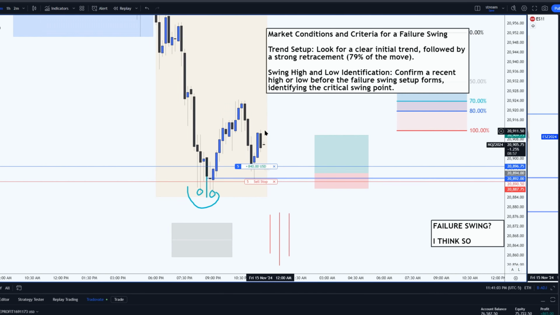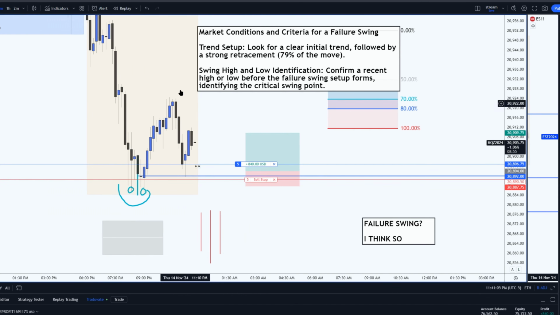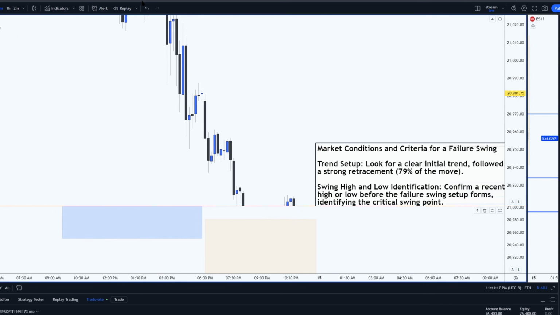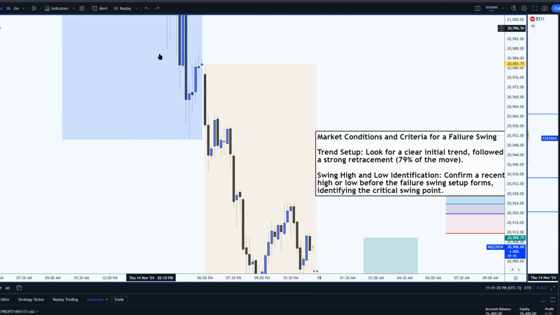Now I wanted to show you guys that I do in fact trade this and I look for this, and this is something I have mastered in my trading. I'm gonna go ahead and exit this because now it's looking a little bit bearish here. Let's find some more examples of failure swings.